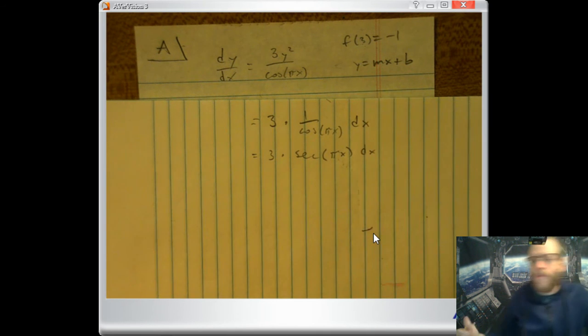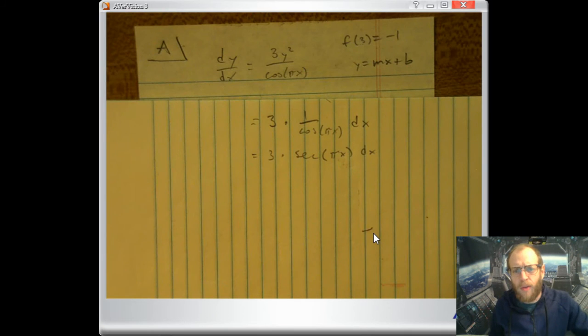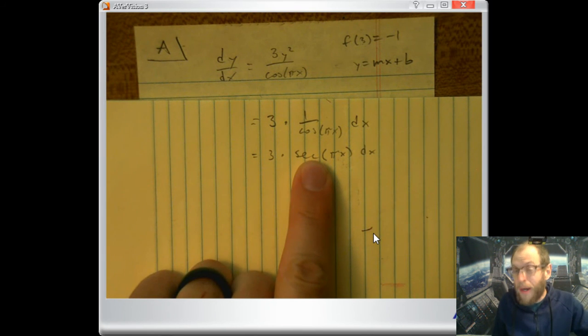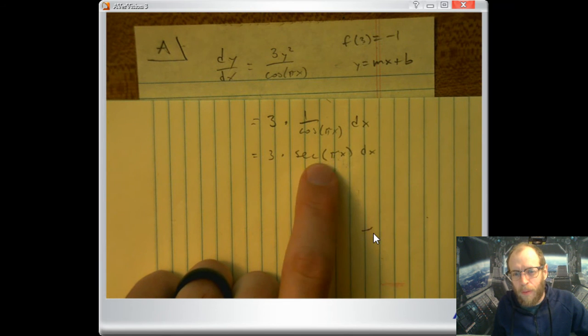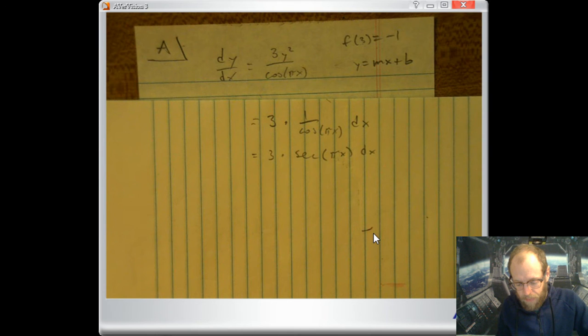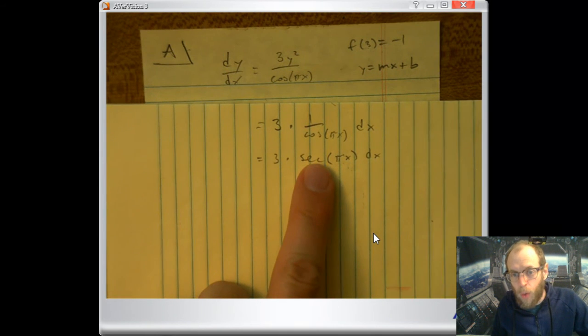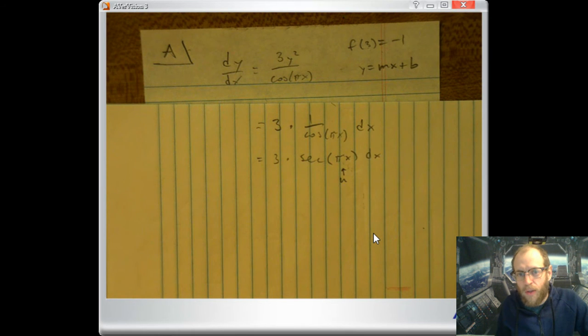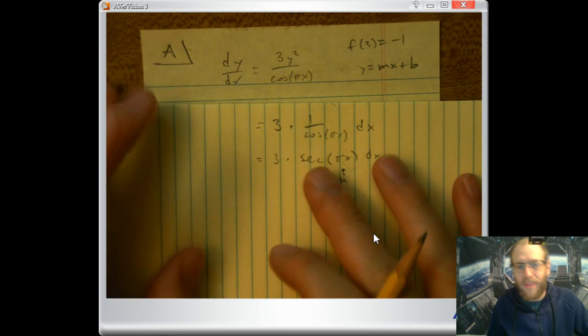Now, have we talked about how to integrate secant itself? We've done secant squared, but that's not really going to help here. We've done secant of x times tangent of x. But what you can do is Google the integration formula for just secant of x and then do a little u substitution there. And you can totally do that. It will definitely work. But here's what I suggest you do instead.